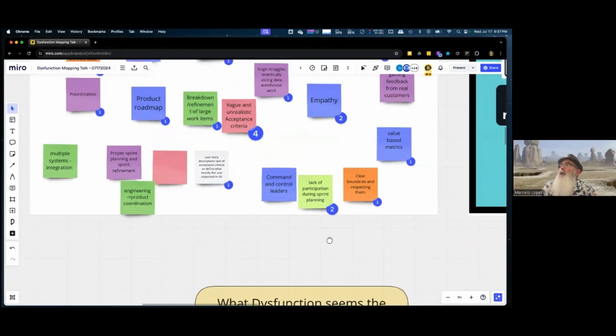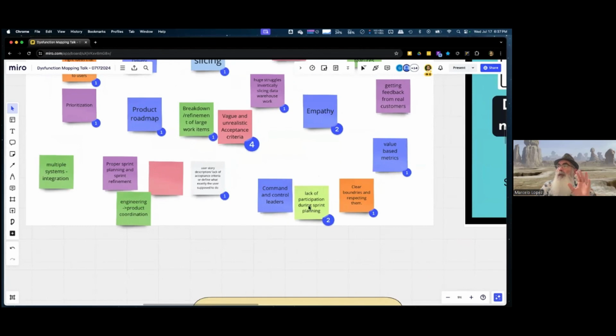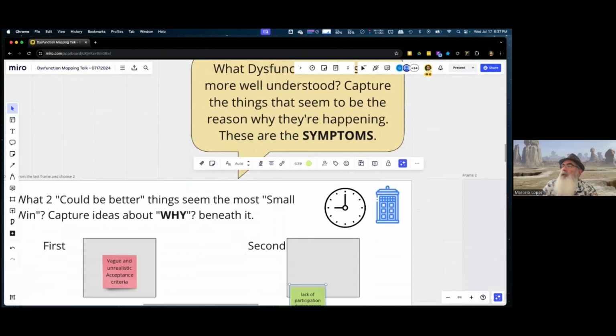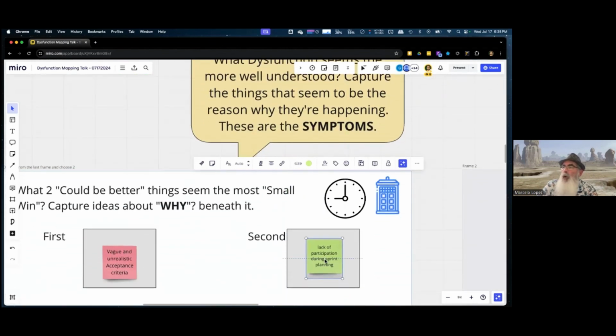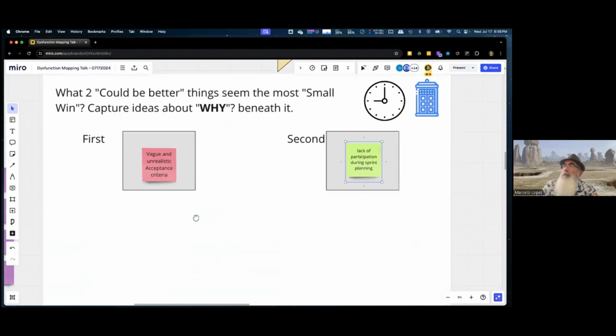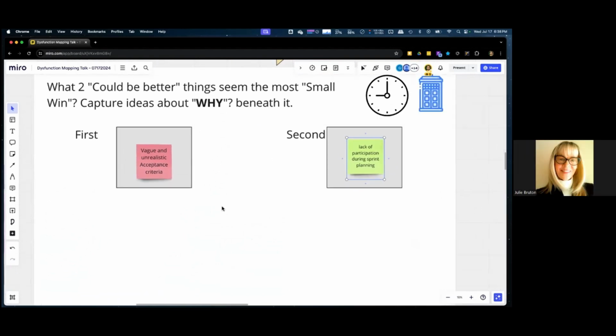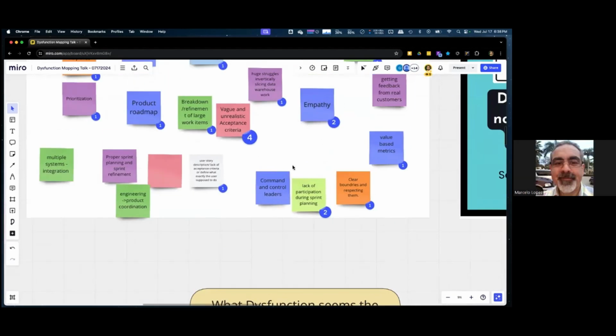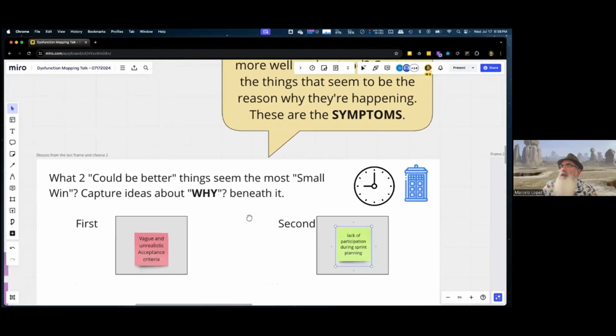If you guys are following me in the Zoom, and by the way, forgive me if I'm being a little directive, specifically because of what you were talking about, Julie. I'm going to choose for us for the moment, lack of participation during sprint planning as the other small win. I agree with that. I think that's right. Okay. Why? Because I get empathy, but we would probably be a long time discussing the details.